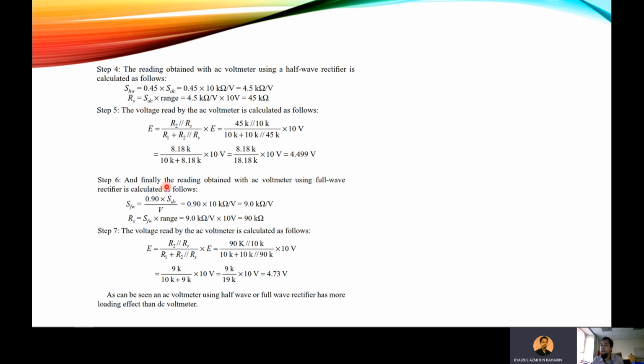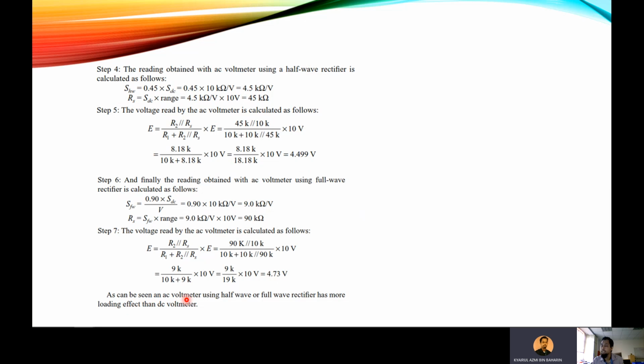And then finally, when we have a full wave rectifier, it's going to be 90%. So we get 9 kilo ohm per volt. And the multiplier resistance needs to be 90 kilo ohms. Again, we apply the voltage divider rule, and the reading from the AC voltmeter is going to be 4.73 volts.